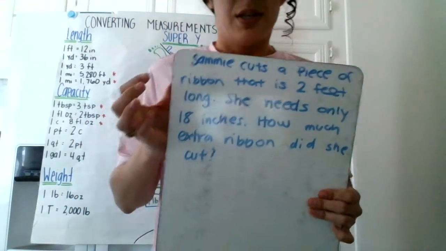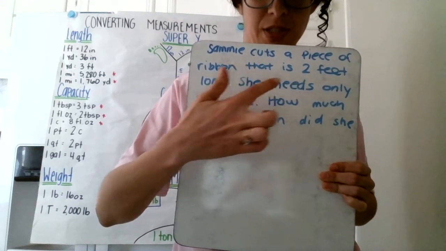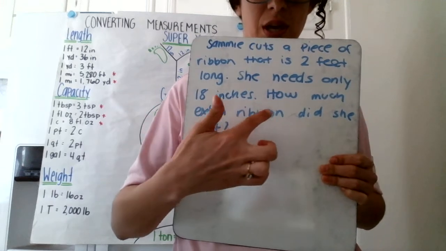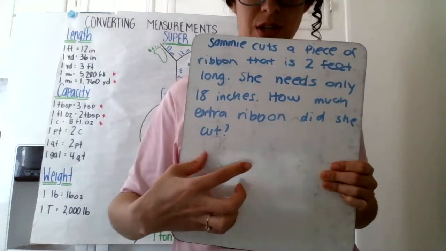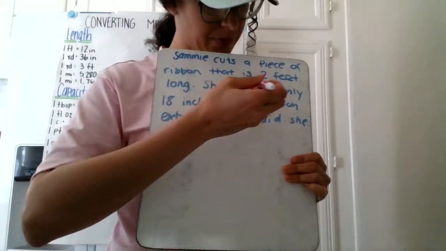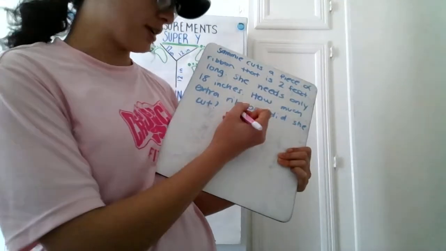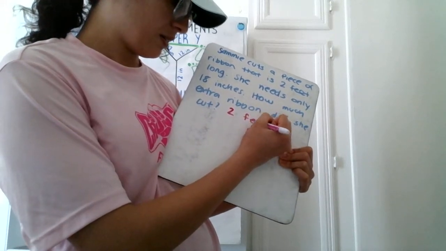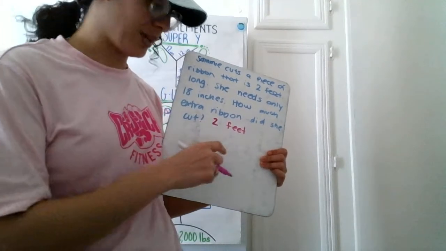So Sammy cuts a piece of ribbon that is 2 feet long. She needs only 18 inches. How much extra ribbon did she cut? Okay, so I'm going to underline what I know. I know you can't do this on the computer, but you can at least write it down. So I guess I'll write it down for you. This one's exactly like that too, like the quick check.